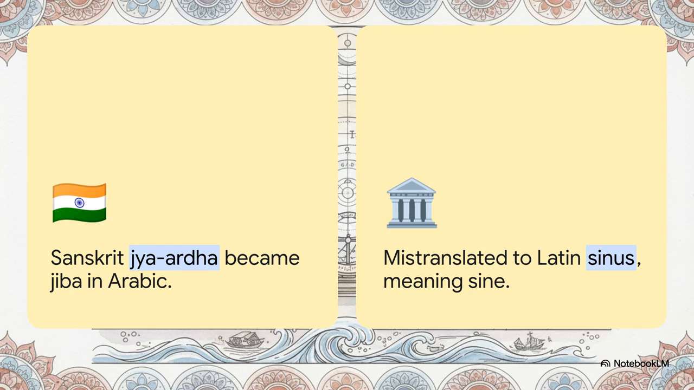Aryabhata used the Sanskrit word ja-ardha for a half-chord in geometry. When that got translated to Arabic, it was transliterated as jiba. But later on, Latin translators completely mistook this for a different Arabic word, jibe, which means bay or fold, and they translated it into the Latin word sinus. So even the word sine that you use in geometry class today, it's just a linguistic shadow of its original ancient Sanskrit root. How crazy is that?